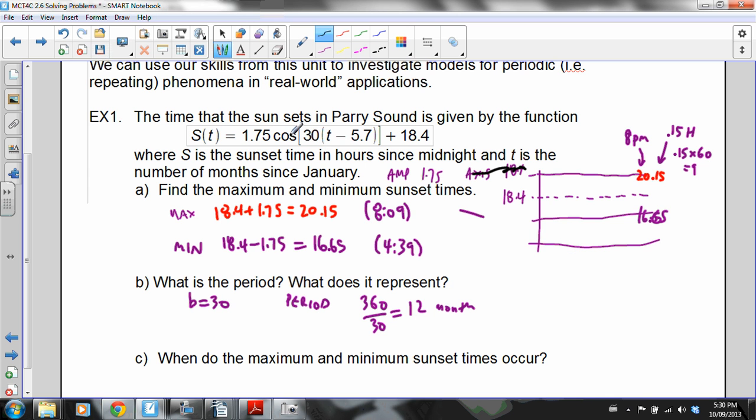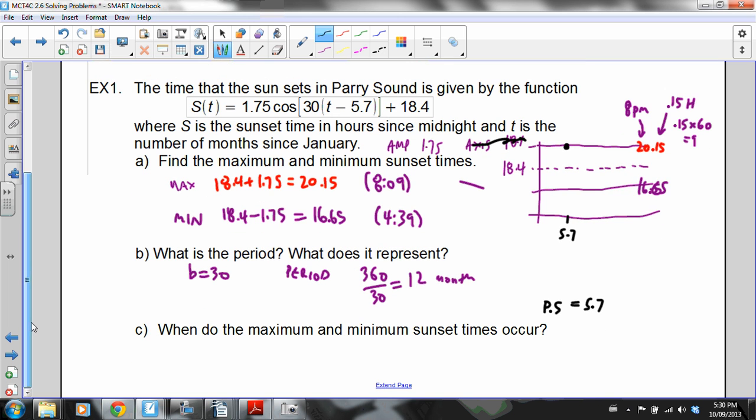The cosine function, remember, starts at its maximum. The phase shift is 5.7 months. And remember, the cosine starts at its maximum. So the maximum is at this month 5.7. And I know that's not much of a calendar date, but we'll think about what that means as well.